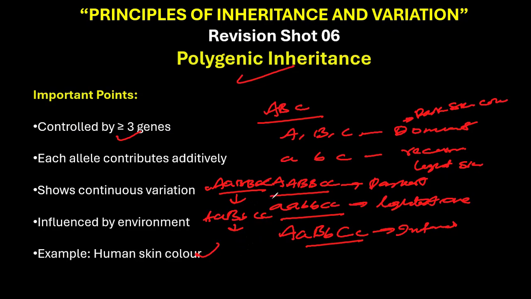Now, why does polygenic inheritance show continuous variation? Because each dominant allele adds one unit of effect. Effects of alleles are additive. Environmental factors like sunlight, nutrition, climate modify the expression of these genes. And the result is a bell-shaped distribution curve. You will have a bell-shaped distribution curve like this. Please note it down. Bell-shaped.